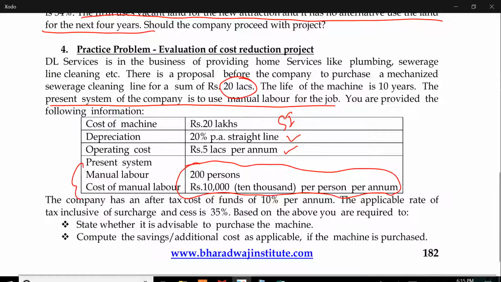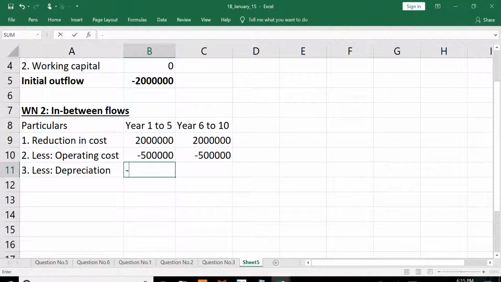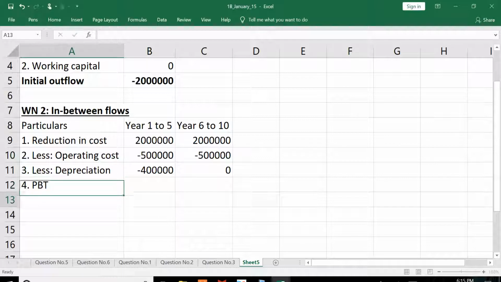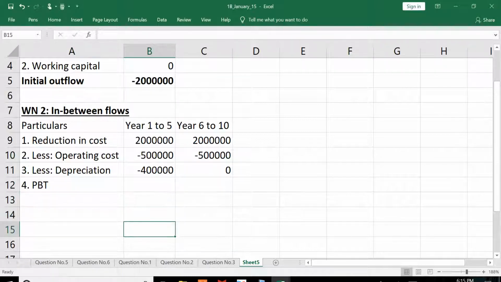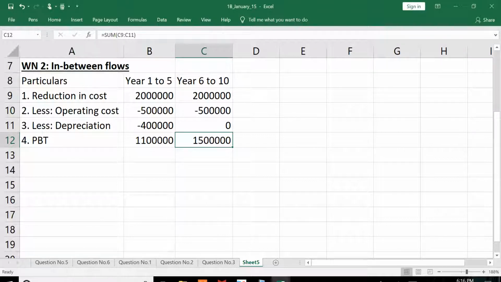What is the next expense they have given? That's all. Less depreciation, 4 lakh, and 0. In the first 5 years you charge depreciation, then no depreciation. Subtract this and get PBT.